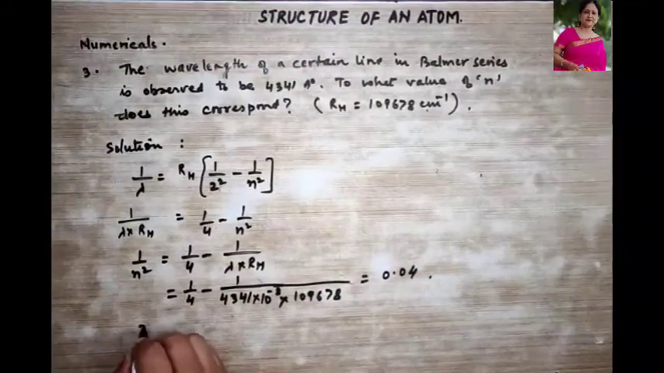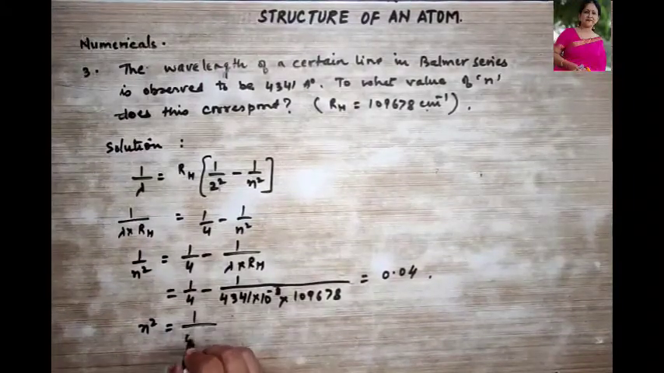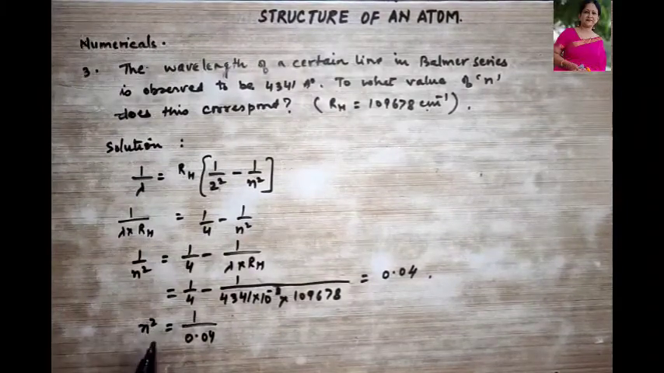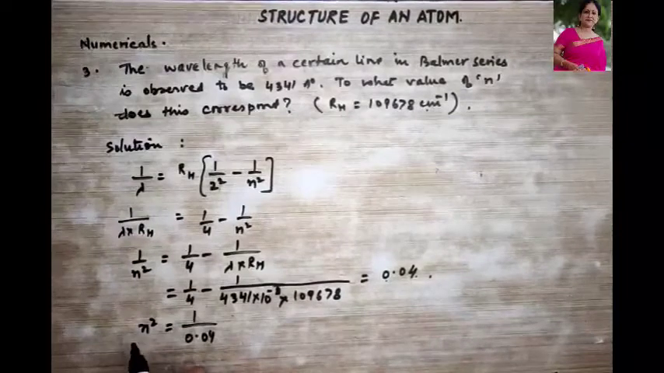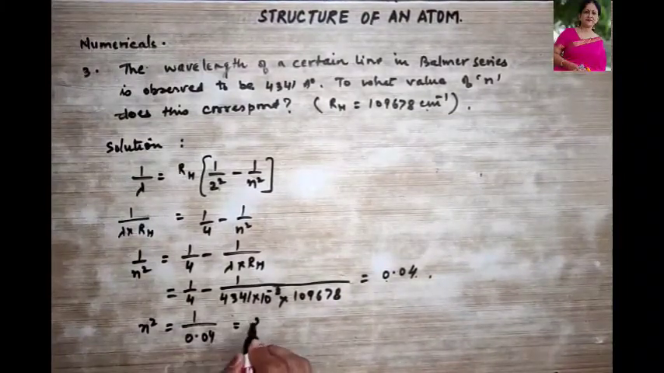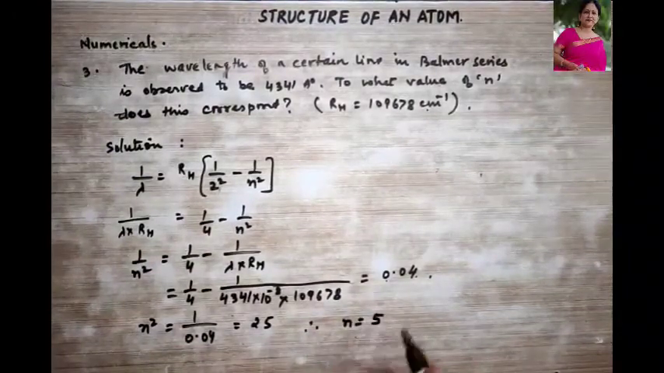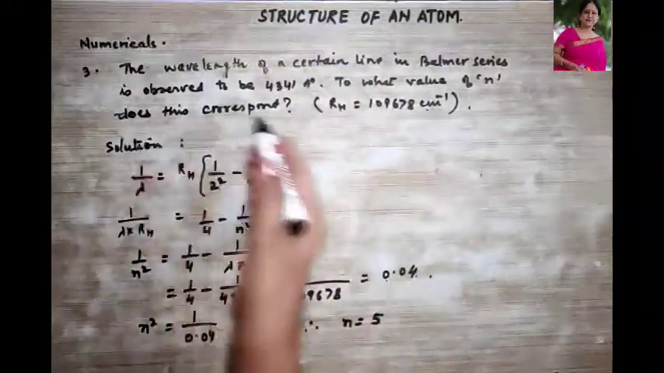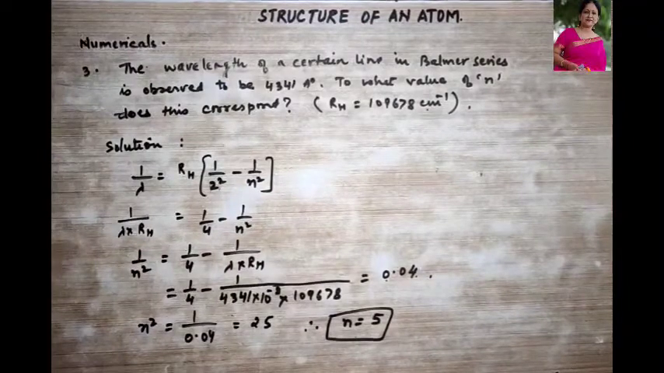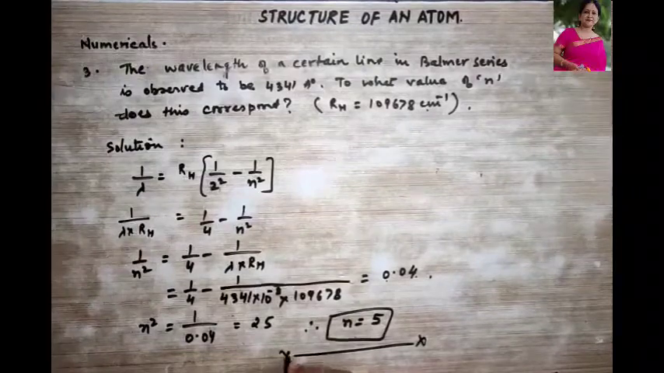Okay, so when you calculate, all this will come out to be approximately 0.04, right? So 1 upon n square is 0.04, so n square will become 1 upon 0.04, okay, which is also equal to 25. Therefore, n is equal to what? 5. This is what it is asking. What value of n does this correspond to? So it corresponds to which orbit? To the 5th orbit. Okay, with this I wind up today. Thank you.